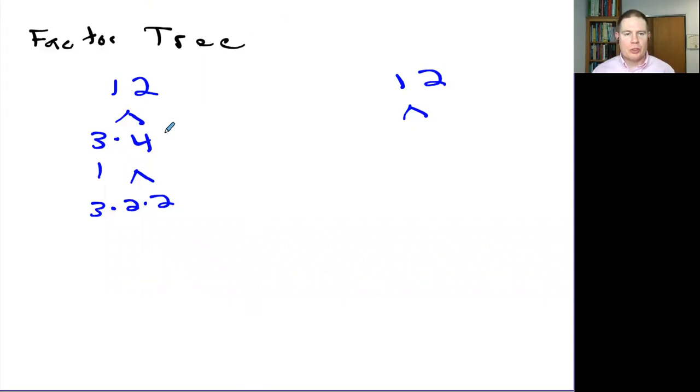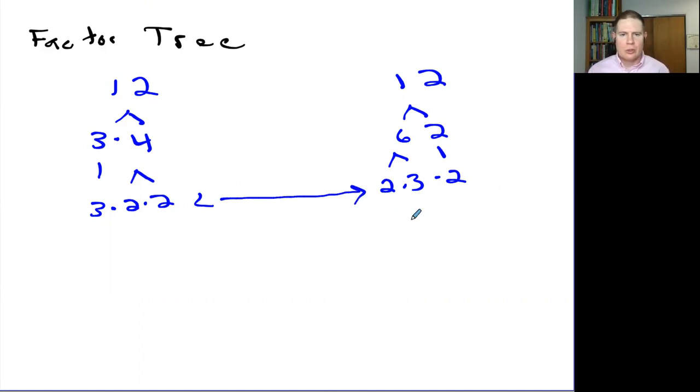But we do have another choice here. Instead of 3 times 4, I could have used 6 times 2. And 6 is 2 times 3. But 2 is just 2 times 1, so we'll just leave that as 2. Right? Notice, if you're comfortable with the commutative and associative properties of multiplication, that these two expressions are identical.